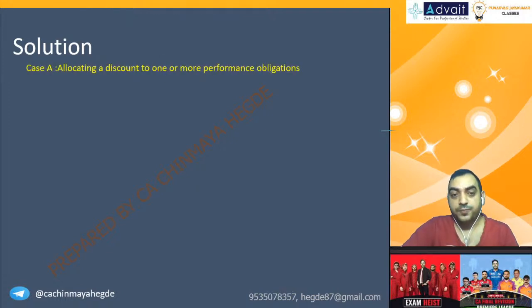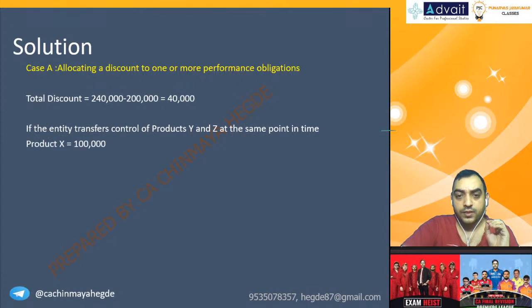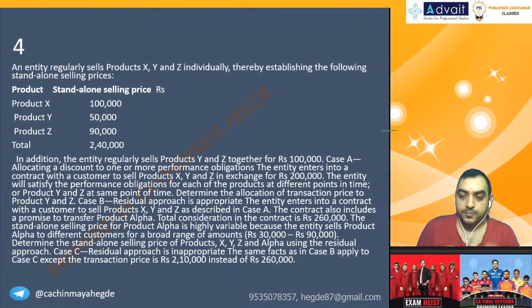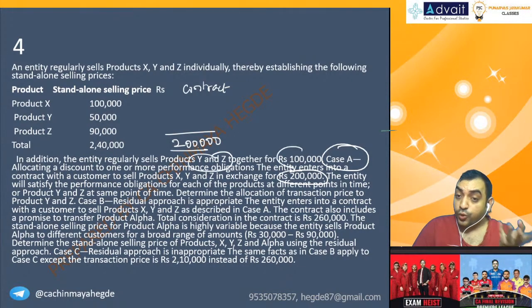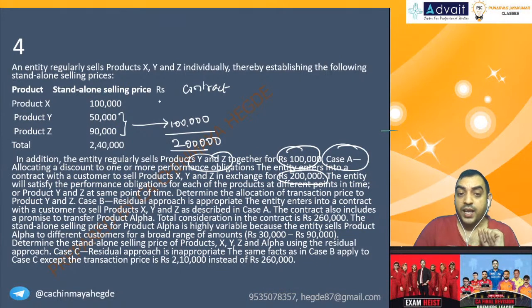Okay, first, what are the things you have? Case A, 1 lakh 50, 90, 2 lakh 40,000. And what you are selling for, the contract is you are selling for 2 lakh. And Y and Z together you sell for 1 lakh. So whenever you sell Y and Z together, anyway you will give 1 lakh. Which means the balancing figure 1 lakh is for product X.